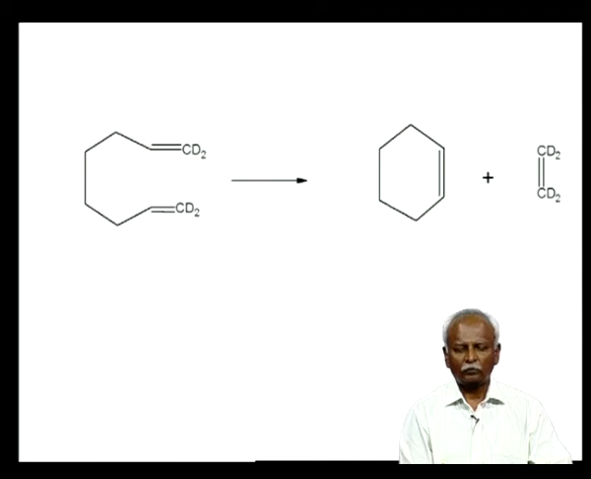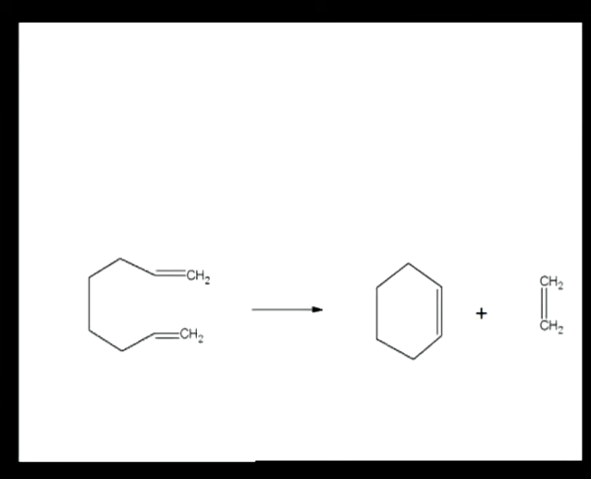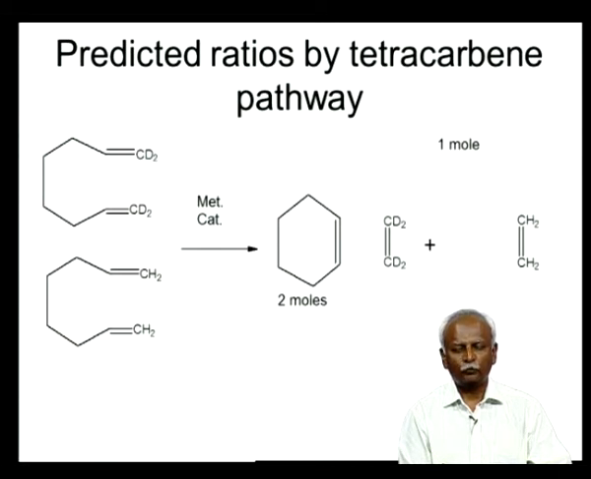Let us imagine now, if you carry out a labeling experiment, you use CD2 and CD2 as the 2 terminal methylene groups, then you would exclusively get tetradeuterated ethylene and cyclohexene as the only products that are formed in this reaction. On the other hand, if you have the non-deuterated variety, you would get only cyclohexene and ethylene. What would happen if you have a mixture of these 2? So, you take a mixture of these 2.